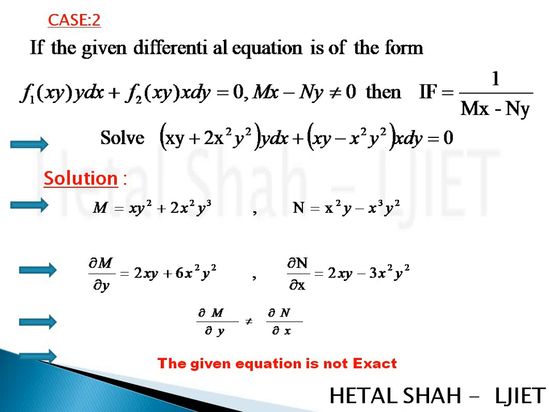For that we have to check whether all the terms have the same power. Here our first term is xy square, and the second term is 2x square y cube. The power of the first term is 1 plus 2, that is 3, and the power of the second term is 2 plus 3, that is 5. The power of the first term is 3 and the power of the second term is 5.